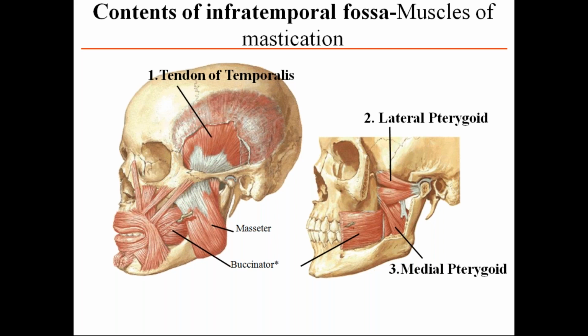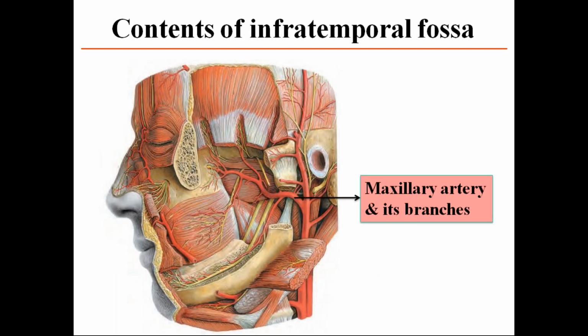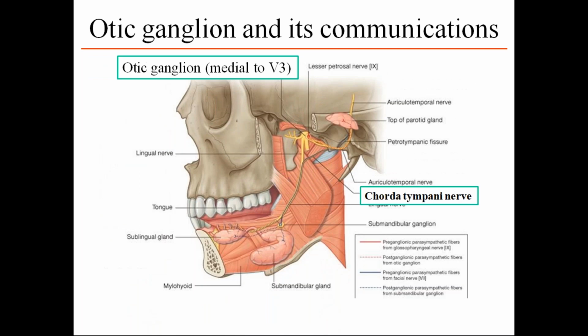So I think you are clear about the contents. Any doubt in this? So you have the muscles, lateral pterygoid, medial pterygoid, and tendon of temporalis, and you have the pterygoid plexus of veins, maxillary artery and its branches, mandibular nerve and its branches, otic ganglion and its communication, along with chorda tympani nerve. So these are the contents of the infratemporal fossa.